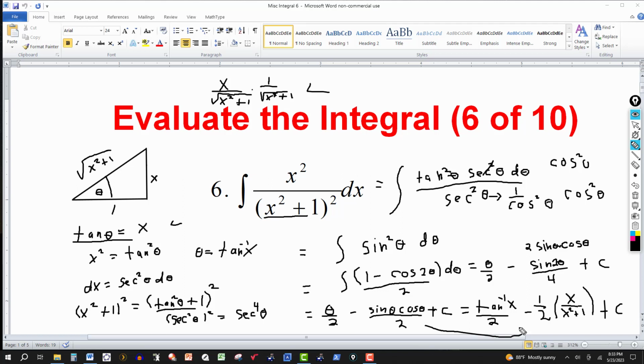So for the final answer, we get tangent inverse of x, or you can write that as arctangent of x, over 2 minus 1/2 the quantity x over x squared plus 1, plus the constant of integration.